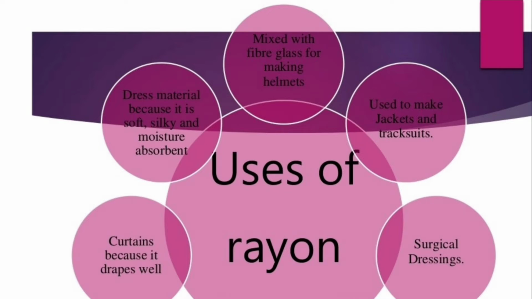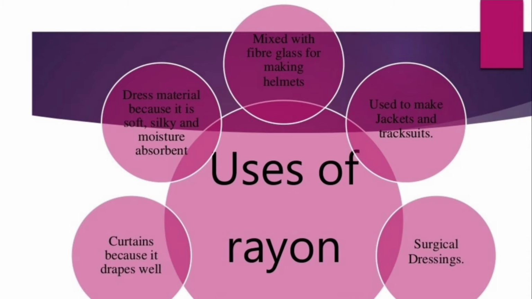When rayon is mixed with cotton, that cloth is used for making curtains, blankets, bed sheets, etc. When rayon is mixed with wool, it is used to make carpets. So rayon is either mixed with cotton or wool, or it is not mixed, and rayon alone is used in the textile industry for sarees, blouses, etc.